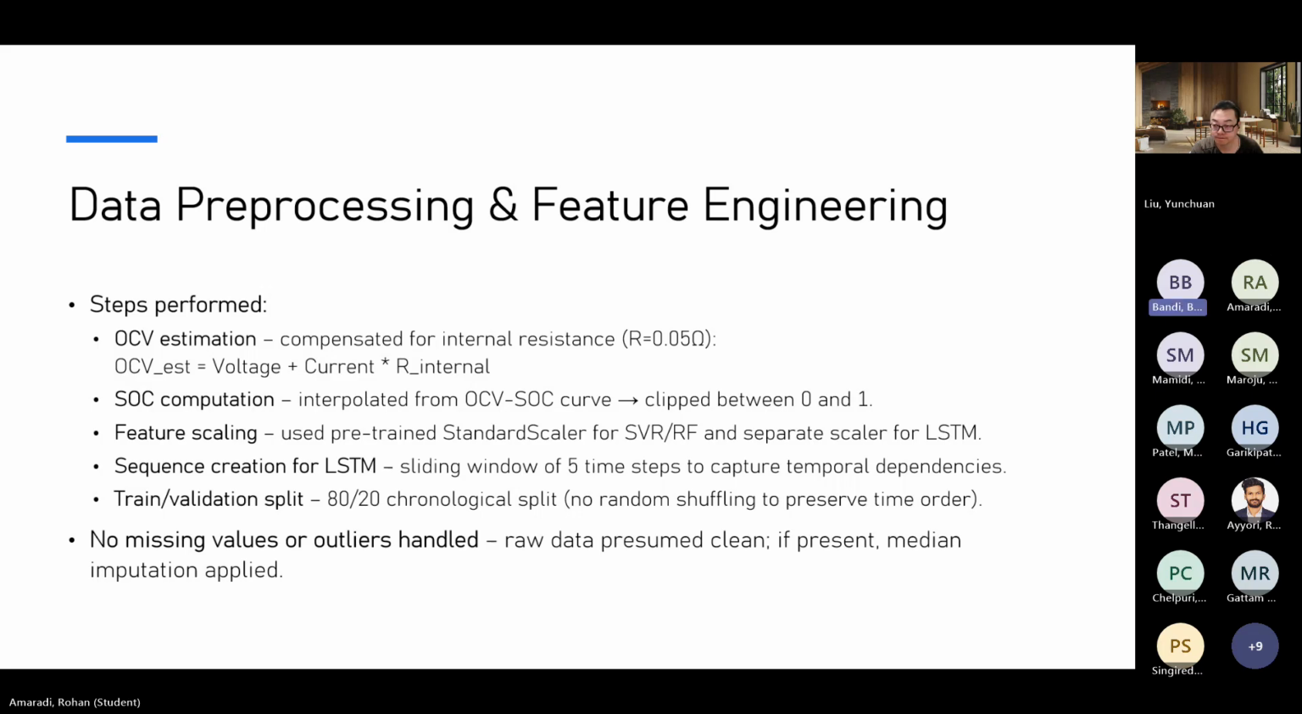Next, we use this corrected voltage to calculate the battery's actual state of charge using a known relationship between the OCV and SOC. We also made sure the values stay between 0 and 1, so they remain valid. After all this, we scale the features like voltage, current, and temperature because they have different units. Without scaling, the model might think one feature is more important just because of the large numbers.